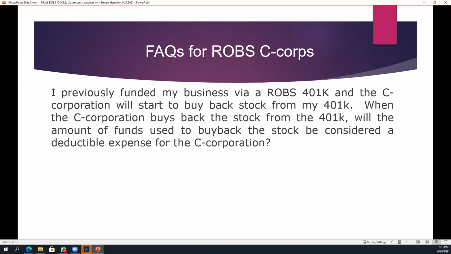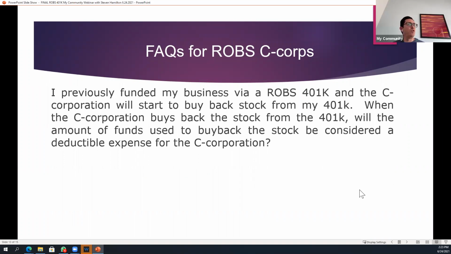That is a great question and a very frequent one. I actually saw somebody's books set up where they were deducting it. However, we ended up having to go and make some corrections because no, it's not a deductible expense. It's simply an equity transaction, moving it from one line item to another. So no, that stock buyback would not be a deductible expense for that corporation.